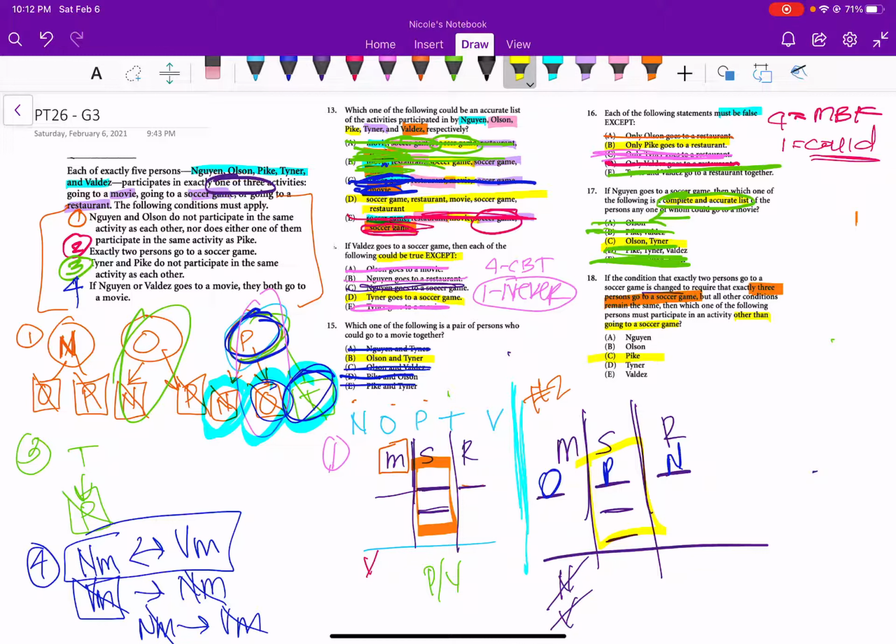If I were to trial and error one of these, what I would do is I would put, okay, so let's say other than going to a soccer game. So how you test this out is you just put it right in there. So we're going to put N into S and see, could this happen? So if we put N in there, we know O and P cannot go there. So let's put O going to the movie. Let's put P going to the restaurant. And then we have T and V, and that works. And since it works, we know that can't be our answer. And I would do that for all the other answers to test them out. And that would be how you would answer this game. I hope you found this one helpful too.